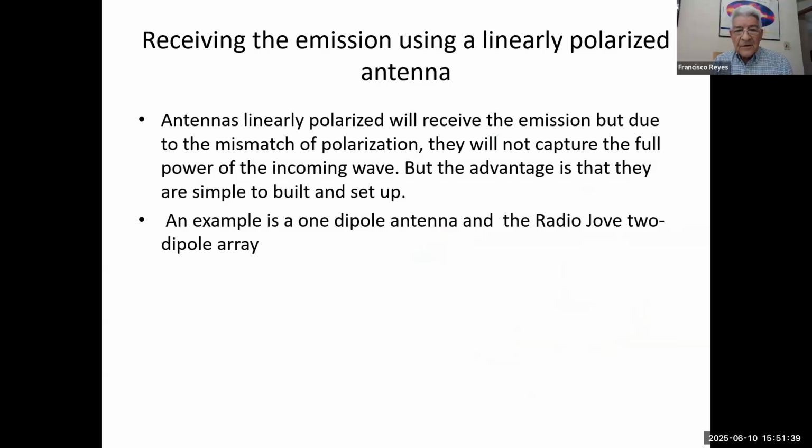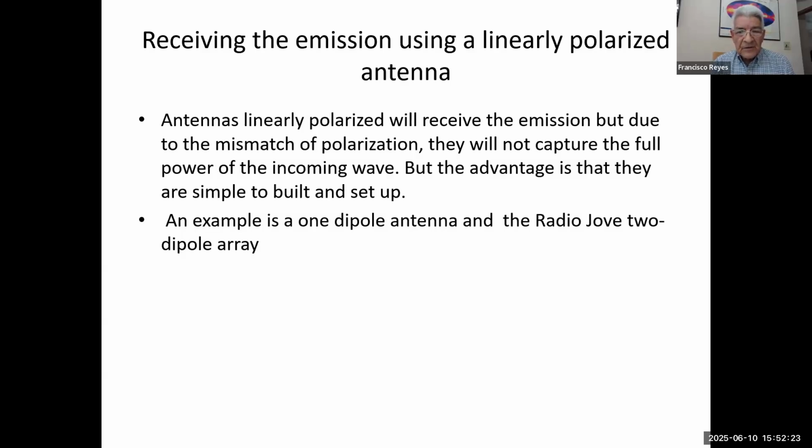So in order to receive the maximum of emission, you have to use antennas that can receive either the right hand or the left hand or both of them. So you receive the maximum power from the emission. Of course, a linearly polarized antenna will receive the emission, but because of the mismatch of polarization between the emission and the antenna, you don't capture the full power of the wave, but you can detect the emission. There is no problem.